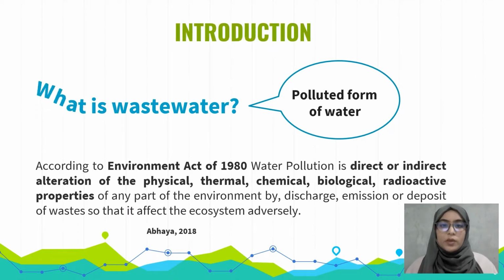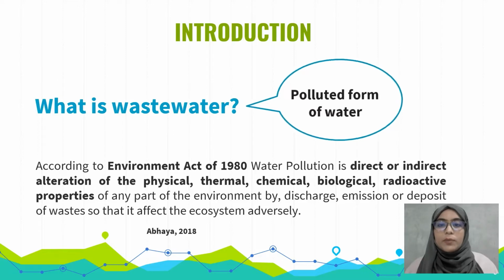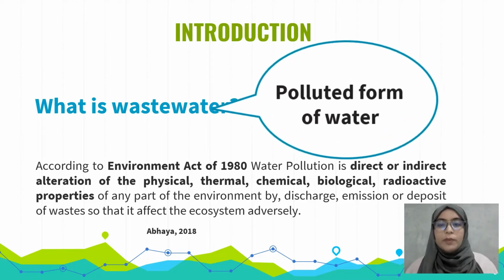So what is wastewater? It is nothing but polluted form of water, or simply polluted water caused by water pollution. And let me describe what is water pollution. According to Environment Act of 1980, water pollution is any direct or indirect changes in the physical, thermal, chemical, biological or radioactive properties of a water body due to the deposition of waste into it, which causes adverse effect to the human health as well as other organisms in the ecosystem.